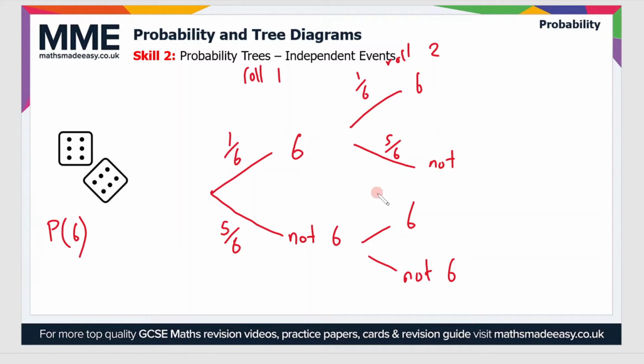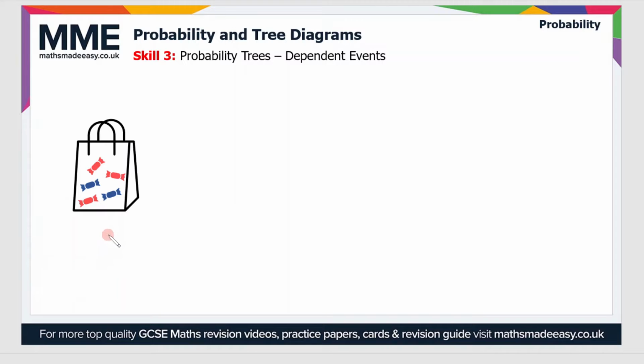So in other words, the probability of rolling a 6 on the second throw is not affected by the probability of rolling a 6 on the first throw. So it's always 1/6 for the probability of rolling a 6 and 5/6 for the probability of not rolling a 6. And then if you fill out all the different probabilities, you should get the same tree diagram as the one I've drawn here. So let's move on to some dependent events now.